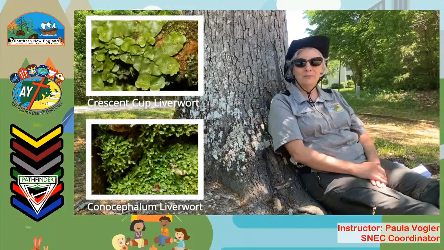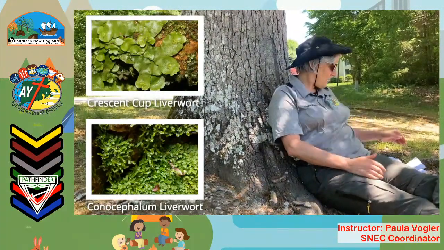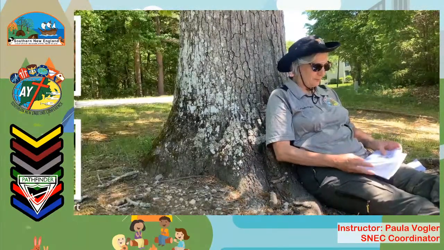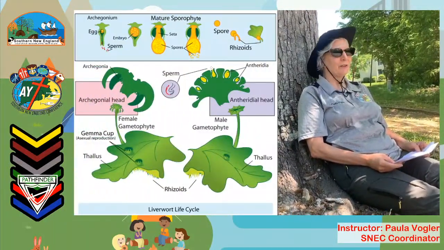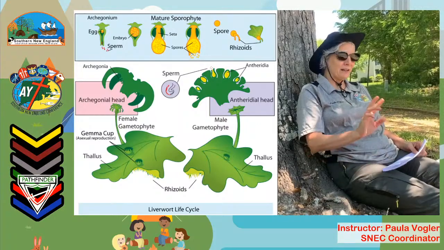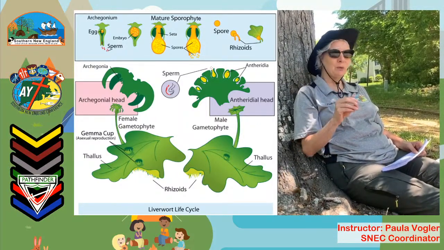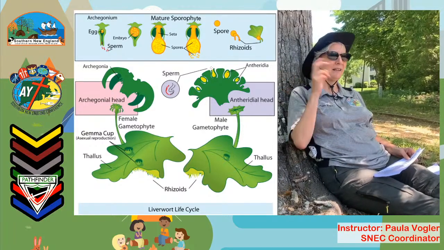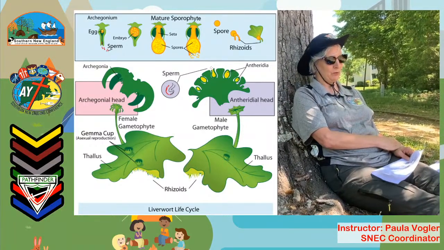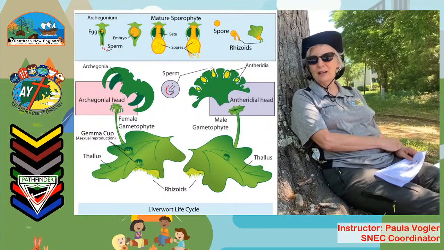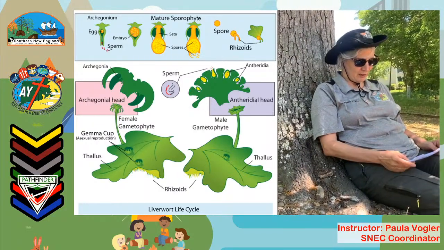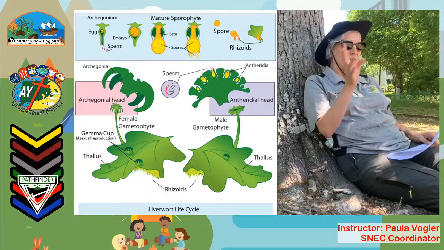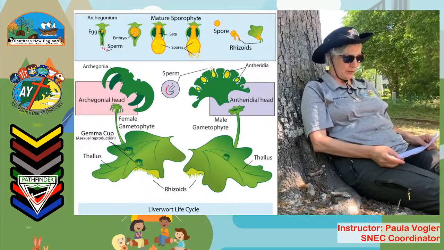So a couple of them, I'll let you see them now, and then we're going to talk about the life cycle of the liverwort. And again, it starts with a spore. There are alternating generations between haploid, which remember we said a haploid is one set of chromosomes, and diploid, which is two sets of chromosomes. So again, a liverwort is kind of interesting like that. It's got alternating generations. One time haploid, one time diploid.